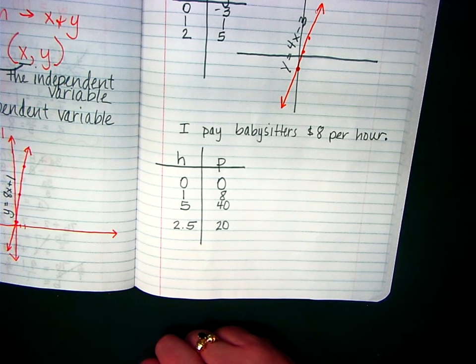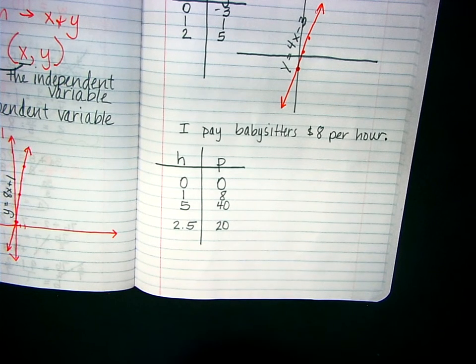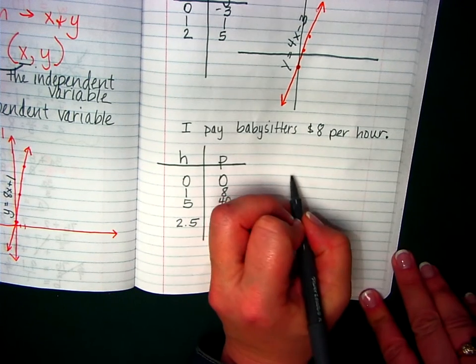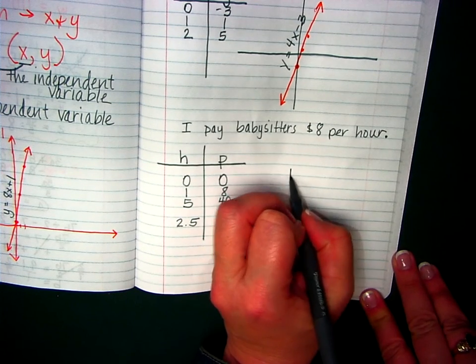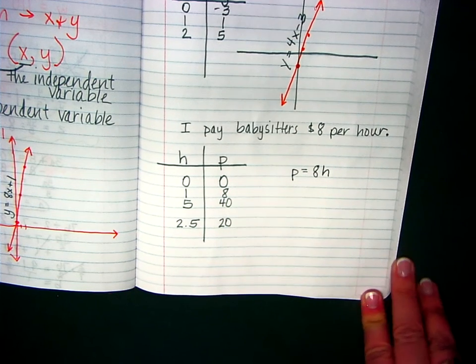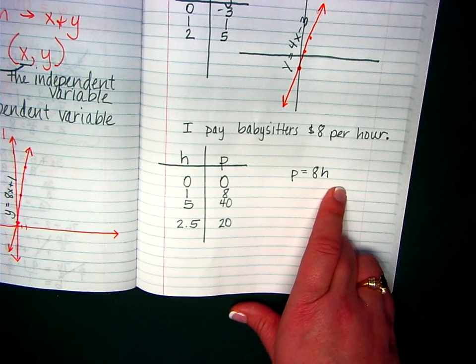No, because time doesn't go backwards. You don't pay somebody for coming for a negative hour. You didn't pay them for the hour, I guess, that they were getting ready or whatever. So there's not going to be negatives, which means there won't be negative pay. The formula on this one, if I were to write the equation, would look like that. The pay is 8 times however many hours they work.